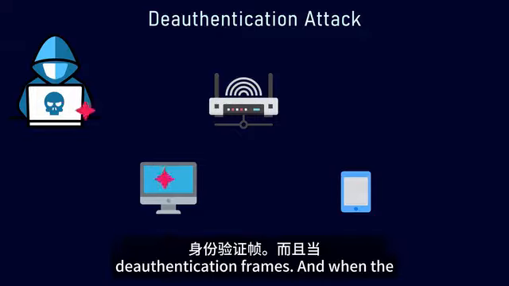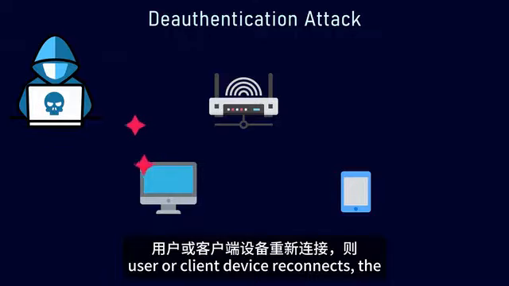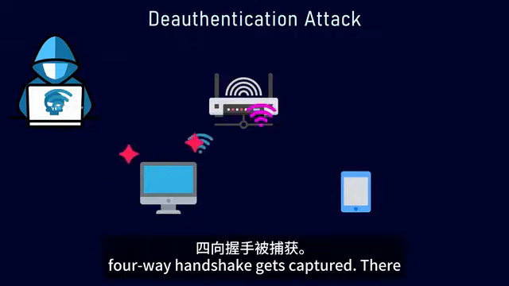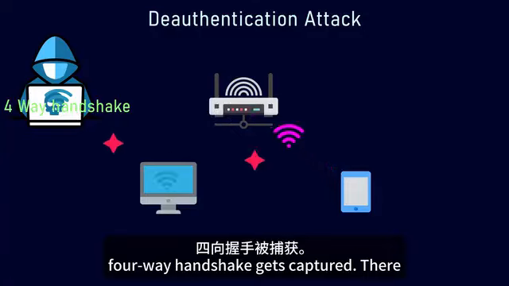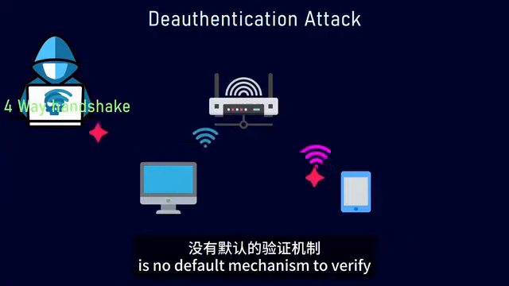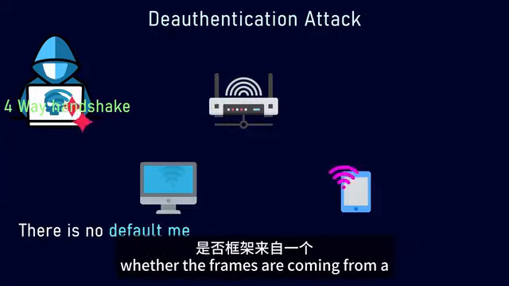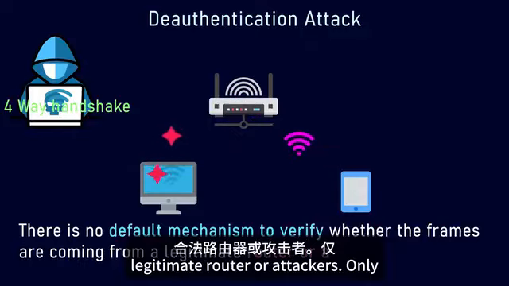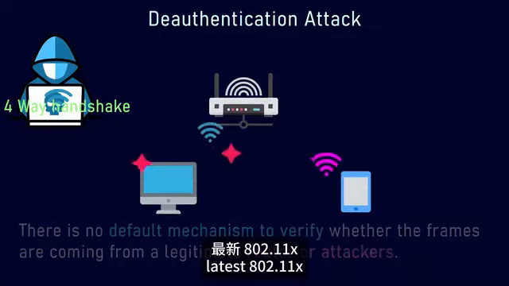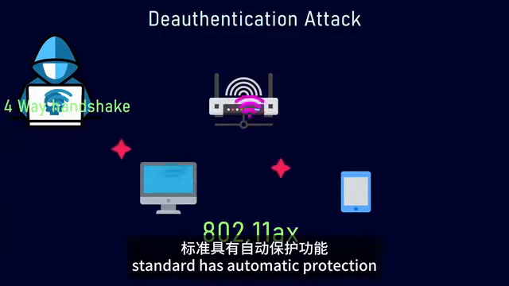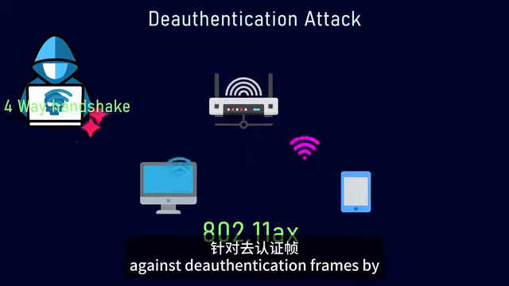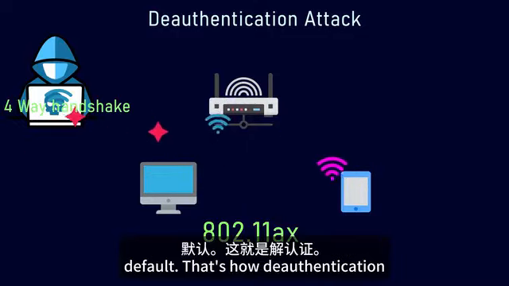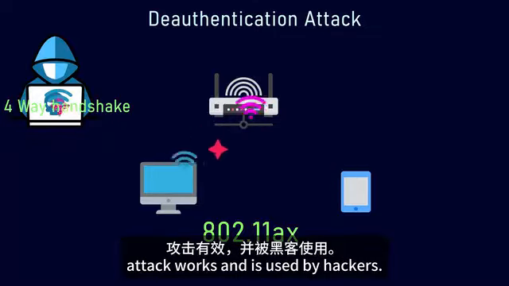And when the user or client device reconnects, the four-way handshake gets captured. There is no default mechanism to verify whether the frames are coming from a legitimate router or attackers. Only latest 802.11w standard has automatic protection against deauthentication frames by default. That's how deauthentication attack works and is used by hackers.